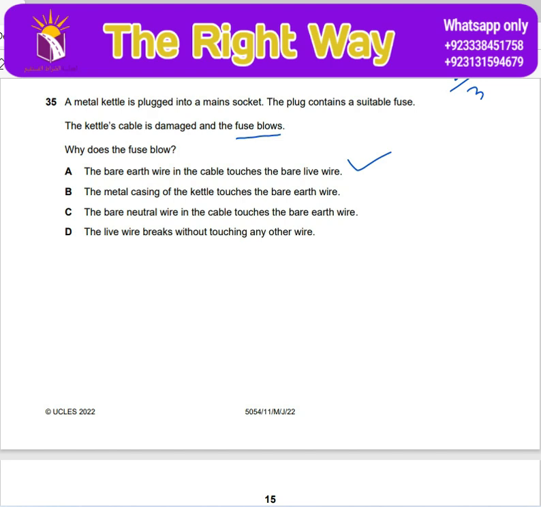The metal casing of the kettle touches the bare earth wire. If the metal case touches the earth wire, it is not going to blow the fuse. The bare neutral wire in the cable touches the bare earth wire. It is not going to increase the current. The live wire breaks without touching any other wire. It is also wrong. So A is the right option.